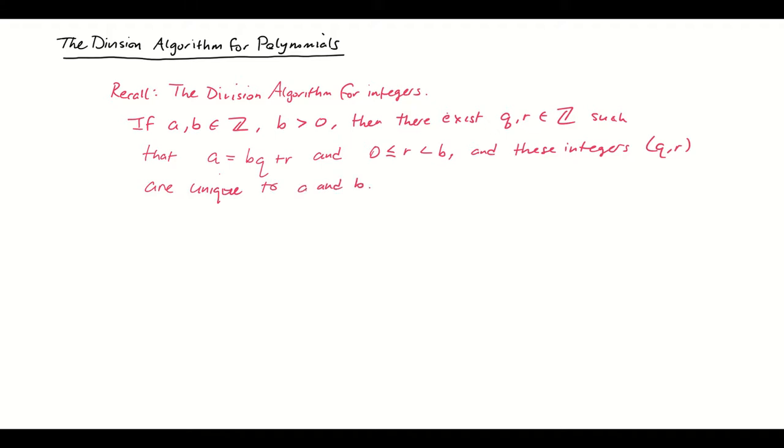So in other words, if I pick two integers, a and b, a is the number I'm going to divide, and b is the number I'm dividing by, and the number I'm dividing by is greater than 0, then I can find some integers q and r, which we call a quotient and a remainder, such that a is equal to bq plus r, and the remainder is relatively small. In other words, it's smaller than b, and it's still non-negative. And in fact, there's a unique quotient and remainder that will satisfy those conditions.